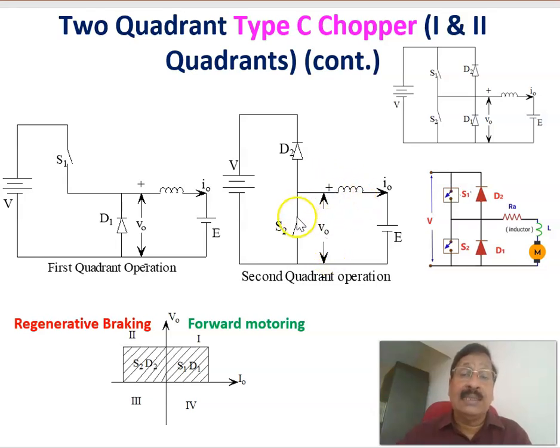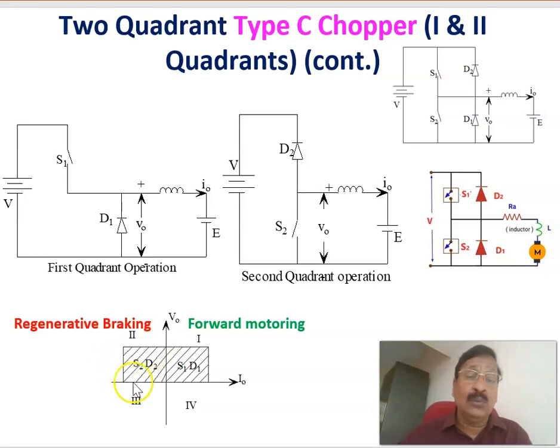But for the current, when the switch is closed, the current circulates like this. Therefore, the actual current I0 will be negative in that case. Similarly, when the switch is open, to continue the current, it takes the path of D2. Therefore, here also the current is negative. So when S2 and D2 are working, that is the second quadrant operation, the current is always opposite to the I0 shown here, a negative current, but the average voltage is positive. Therefore, the average voltage is always positive, but the average current is always negative.